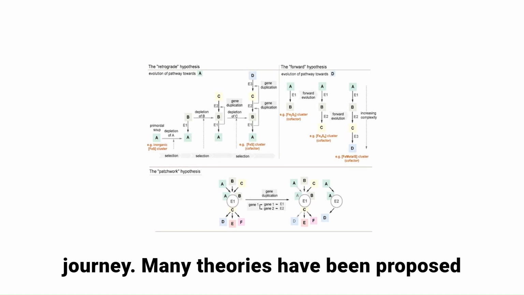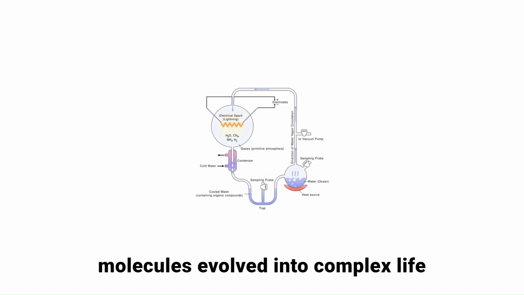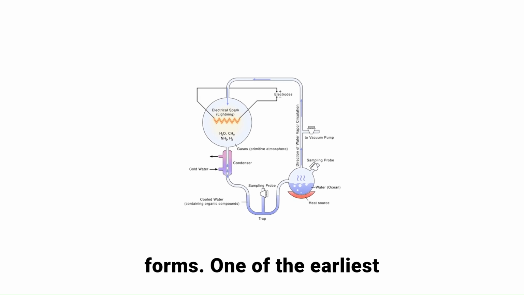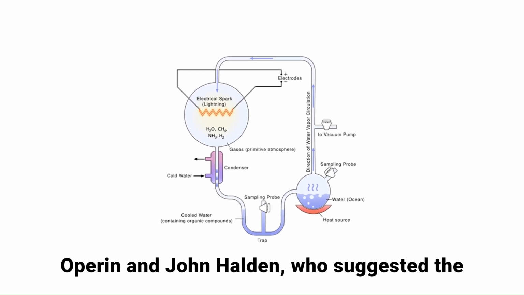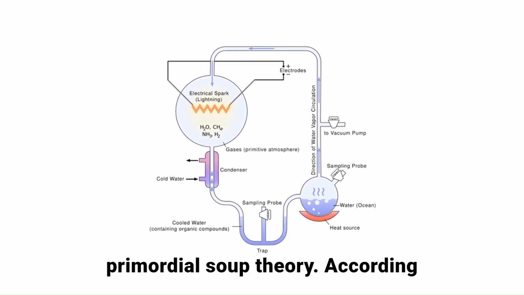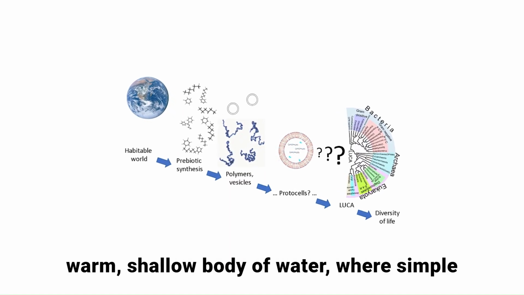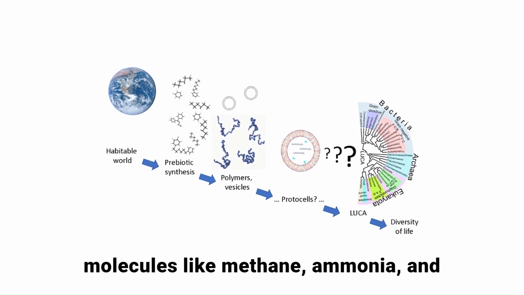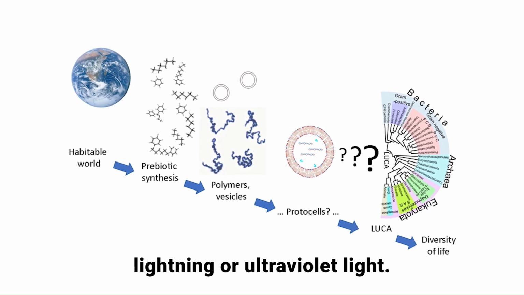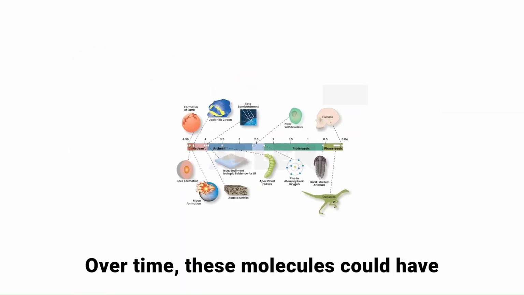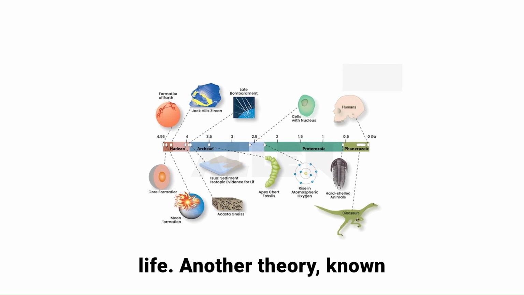Many theories have been proposed to explain how life began, each offering a unique perspective on how simple molecules evolved into complex life forms. One of the earliest ideas about the origin of life was proposed by scientists like Alexander Oparin and John Haldane, who suggested the primordial soup theory. According to this theory, life originated in a warm, shallow body of water, where simple molecules like methane, ammonia, and water vapor interacted under the influence of energy sources like lightning or ultraviolet light. Over time, these molecules could have formed more complex organic compounds, eventually leading to the formation of life.